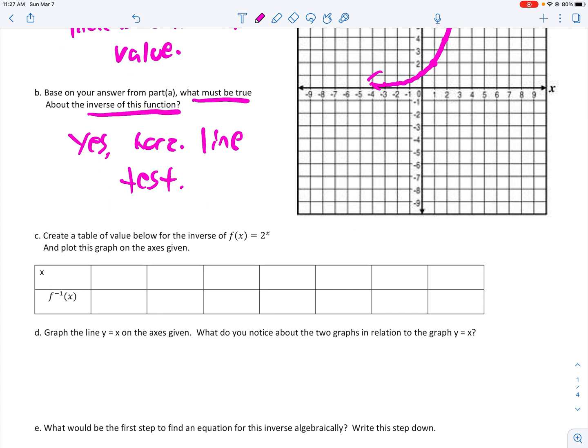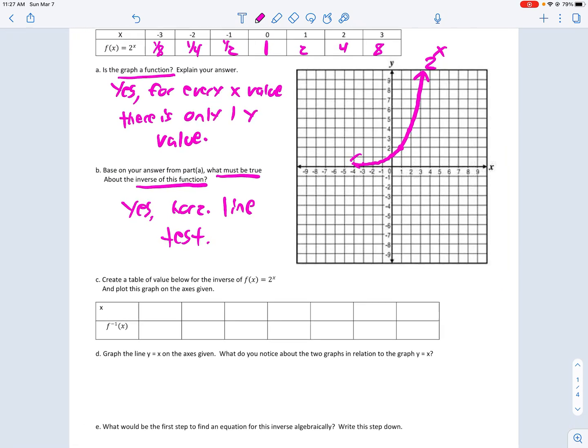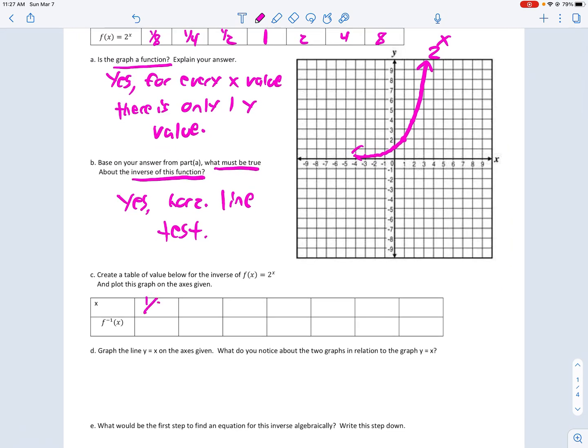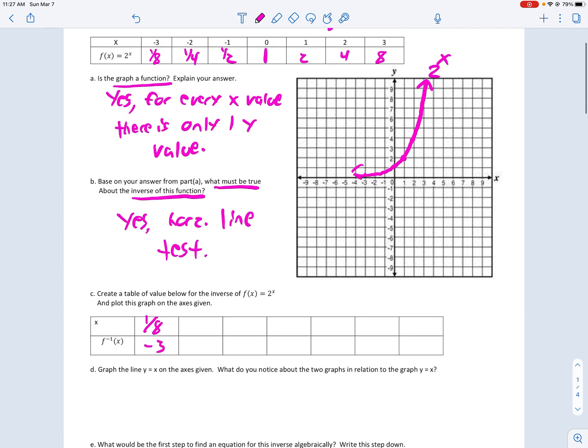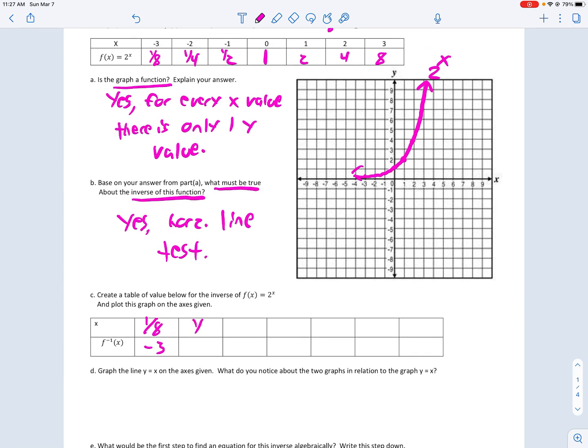So to create the inverse of 2 to the x, all we're going to do is take our x values and our y values, and we're going to switch them. So now this would be 1/8, and this would be negative 3. This would be 1/4, and this would be negative 2. This would be 1/2, negative 1, 1, 0, 2, 1, 4, 2, 8, 3. So the inverse, you just take your x and y values and you switch them.